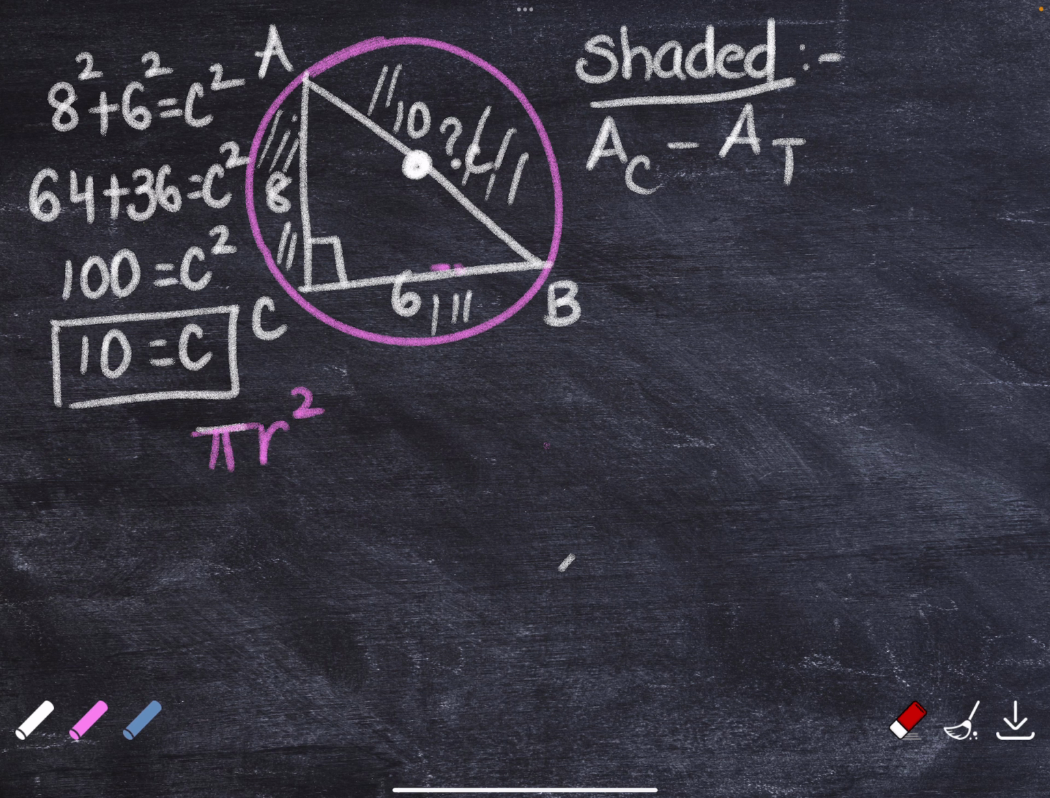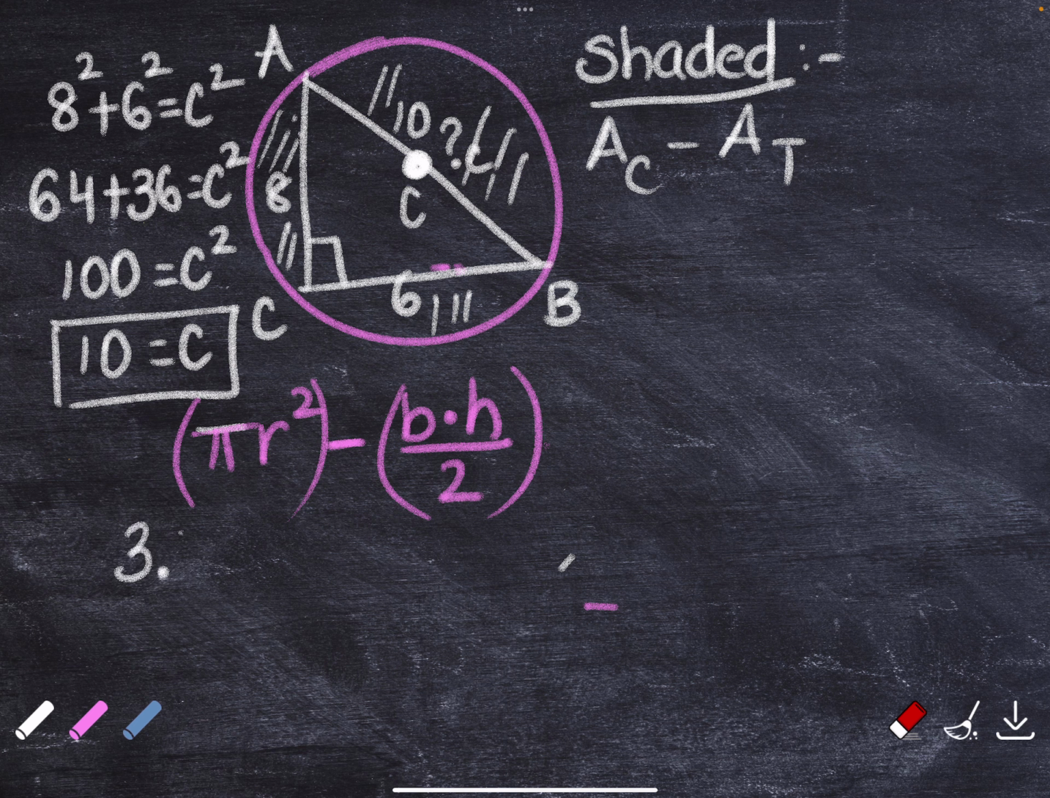pi r squared minus what is the area of triangle? Base times height divided by 2. So both the formulas I'm putting here, one is this formula, the other is this one. Now radius, how do I find the radius? We know that AB is the diameter, because this is passing through the center C. So I can say that the radius of the circle is 5. So I can write down 3.14 times 5 times 5 is the area of the circle because the radius is 5.